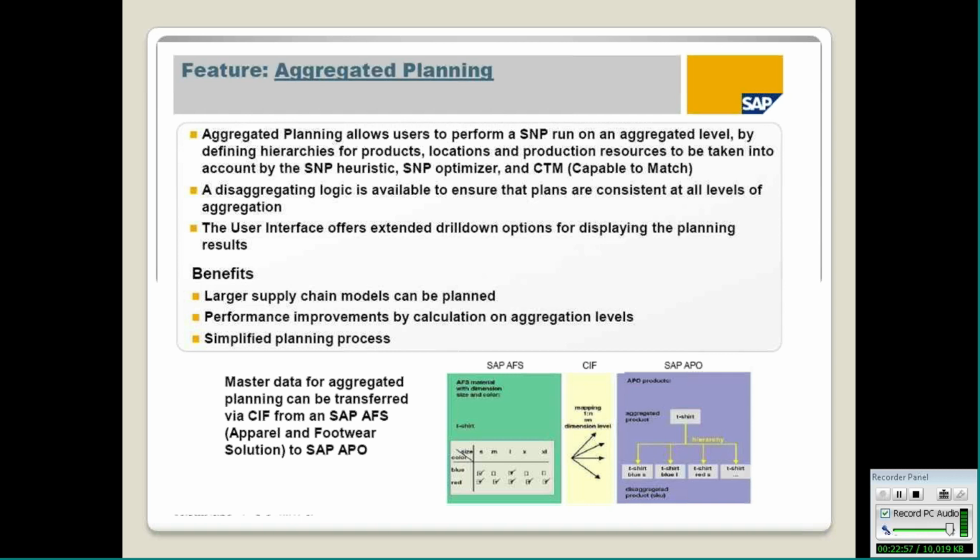And we can do the planning at aggregated level, and the planning results we can distribute into the disaggregation level. So the aggregation level is here product level, location level, and resource level. So at these levels we can do aggregated planning, and we can distribute the results into the disaggregation level.